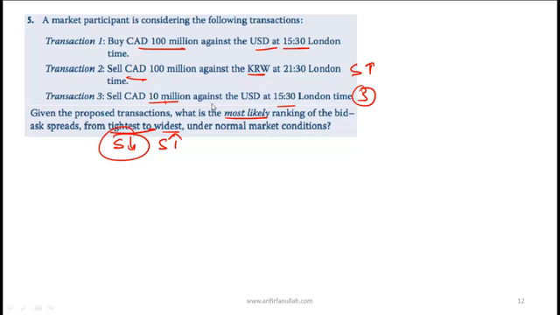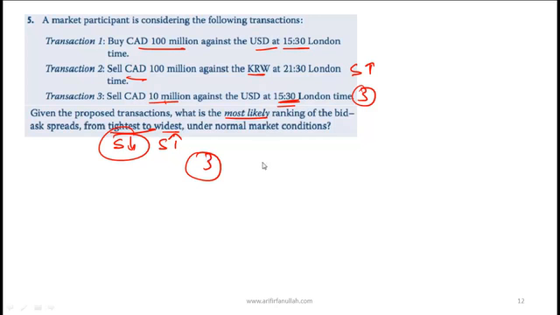A, the timing is when both the US market and the London market, so New York and London, are both open, so that means spreads are low. The currency pair is heavily traded and the transaction amount is relatively low, so the spread is going to be low. So 3 is going to be the tightest.